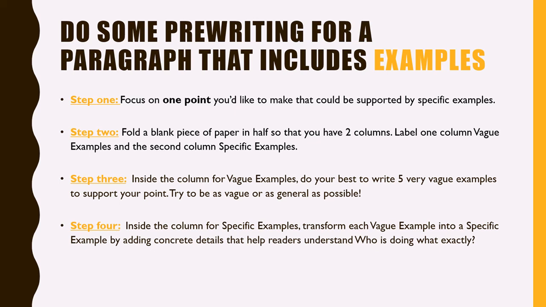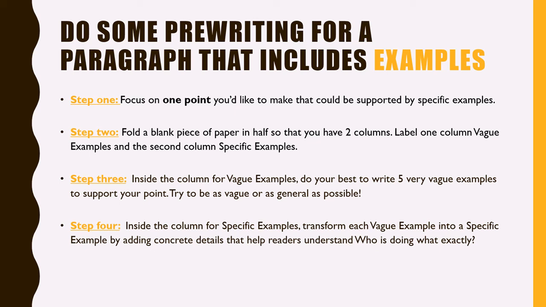Once you have these two columns on a piece of paper, on the inside of the column for vague examples, do your best to write 5 very vague examples to support your point. And at this point, you're trying to be as vague or as general as possible. Okay? After you have come up with your 5 very vague examples, the last piece of the pre-writing activity is to then turn those vague examples into very specific examples.